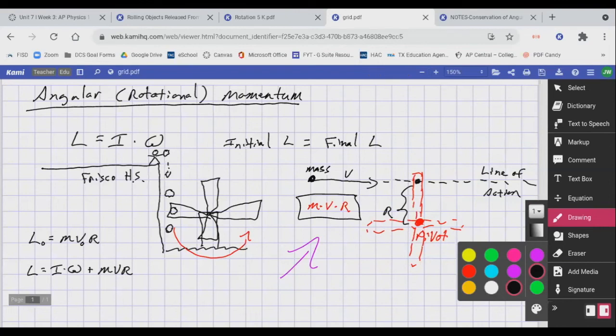So we started out with mass, initial velocity, radius, and we finished with the rotational inertia times angular velocity, plus that block still is moving, so it still has some MVR going for it. It could potentially hit something else. So here we would be able to say, if we put it together, we know that L naught is equal to L. So then we would say m v naught r is equal to I omega plus m v r. Provided certain pieces of information, we could solve for other pieces of information.